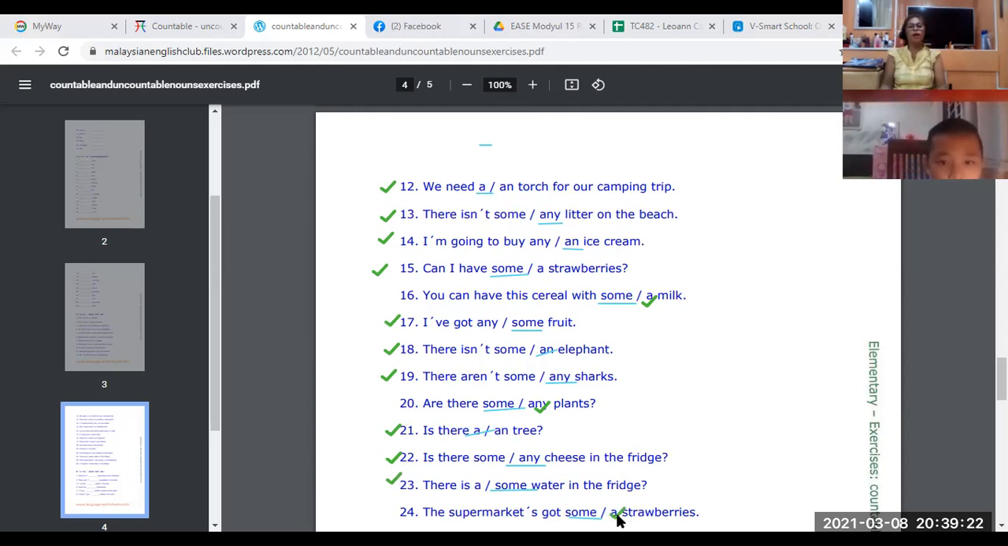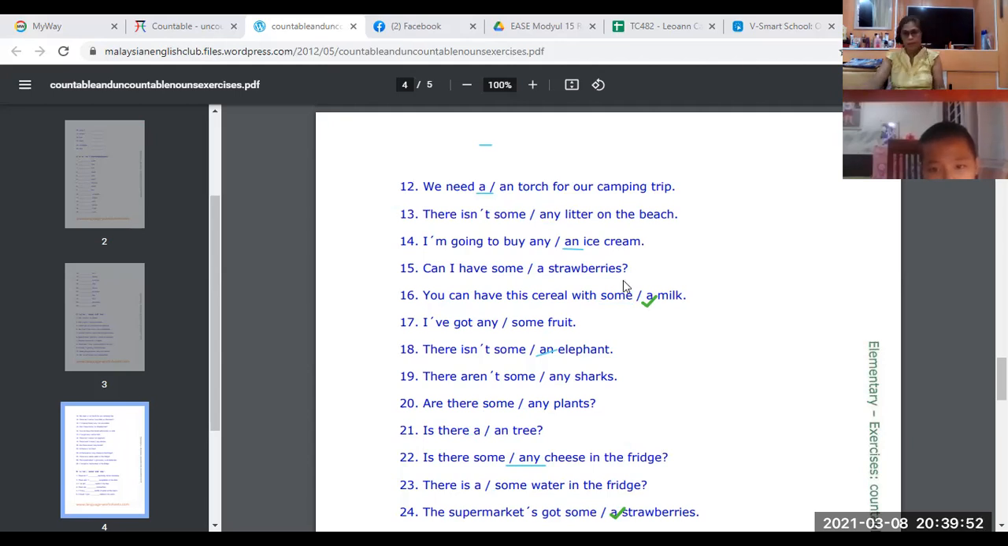Anyway, you've got only 3 mistakes. Very good, Keo. Good job. You're doing great with this. So you understand now about countable and uncountable nouns? Do you understand about this? Yes, teacher.